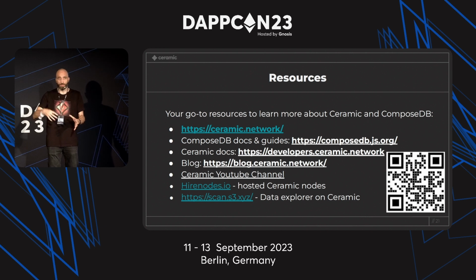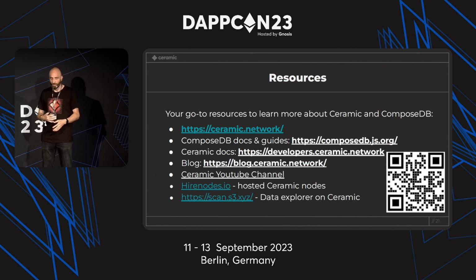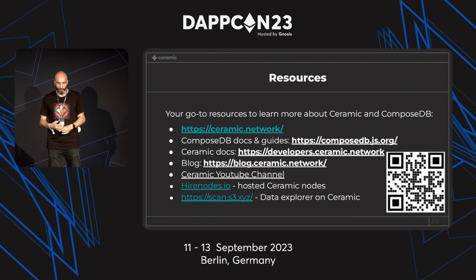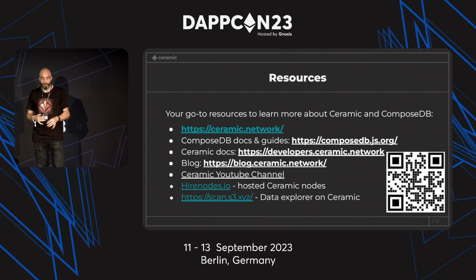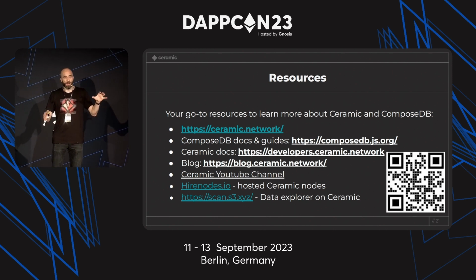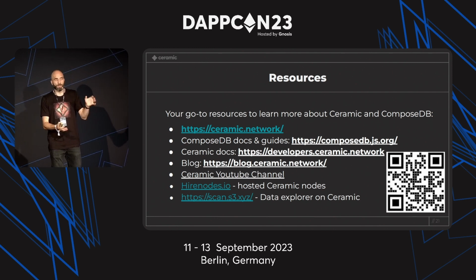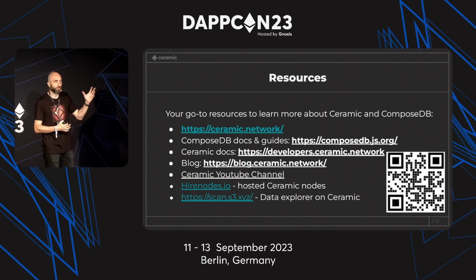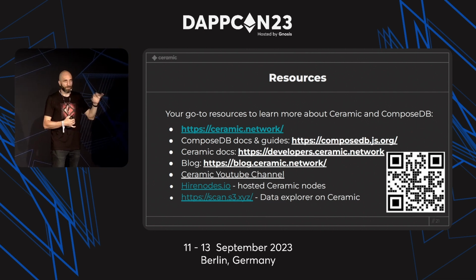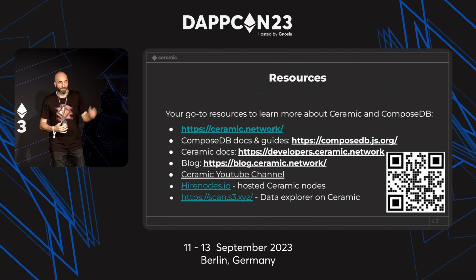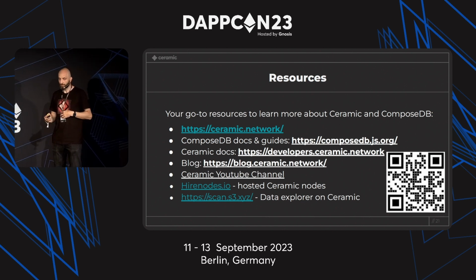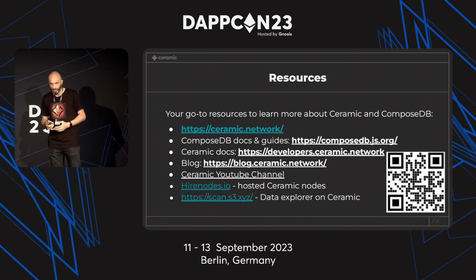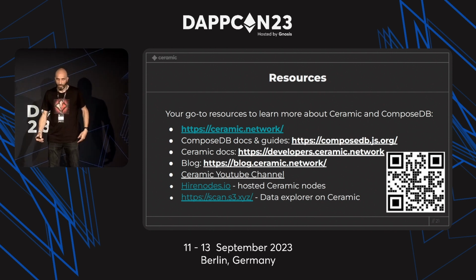And if you don't want to host your own node, you can go to hirenodes.io and then host it at a third party. This is our partner. And scan S3 XYZ. This is a repository of currently existing models. So you can have a look. There's a basic profile model. There's a thread model for social apps or forums and so on. And there are many different models there that you can reuse or at least get some inspiration from. And that's about it. That's Ceramic and that's ComposeDB.